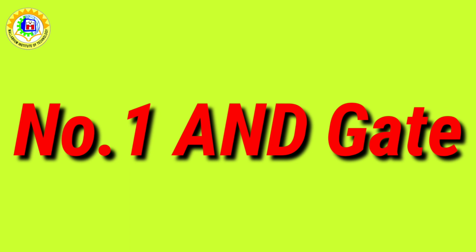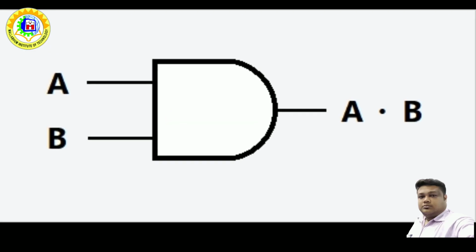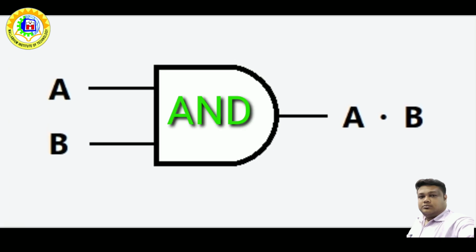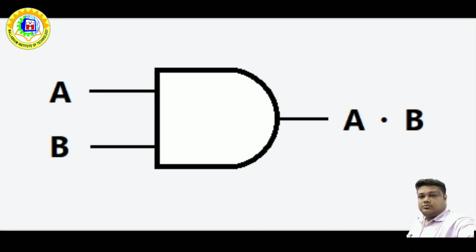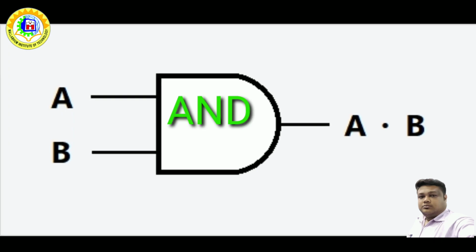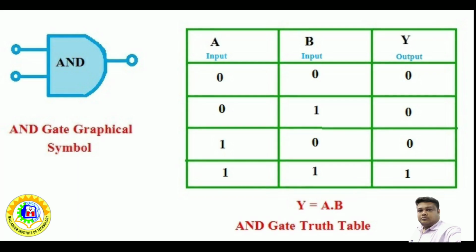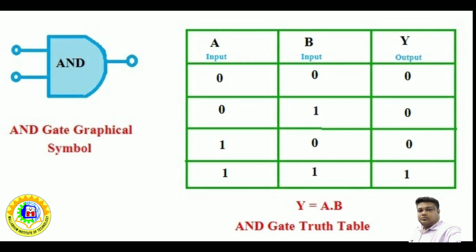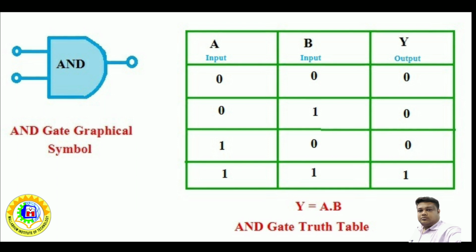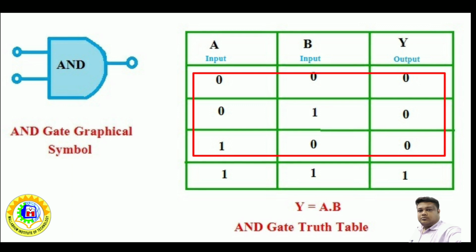Number 1, AND gate. The AND gate is so named because if 0 is called false and 1 is called true, the gate acts in the same way as the logical AND operation. The following diagram and table show the circuit symbol and the logic combination for an AND gate. The output is true when both the inputs are true, otherwise the output is false.